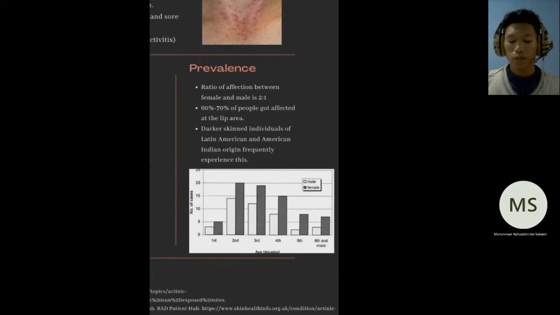The next one is that 60% to 70% of people get affected at the lip area. This is because the lip area is the area that gets the most exposure to sunlight. Lastly, darker skinned individuals of Latin American and American Indian origin frequently experience this.